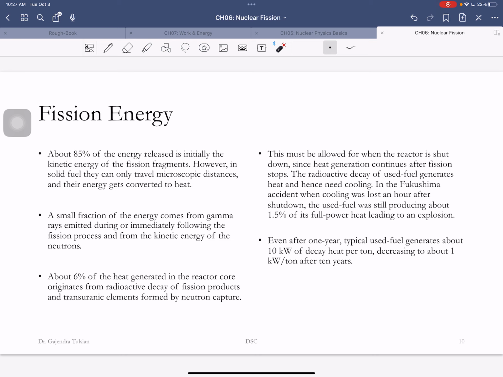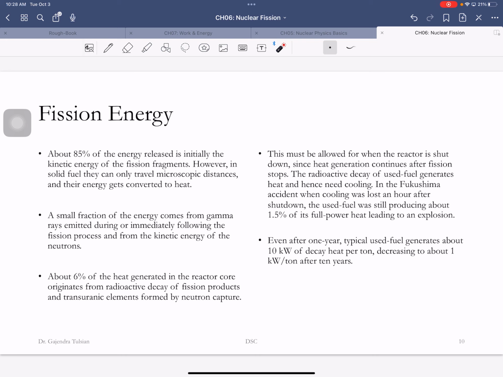So even if you shut down the nuclear reactor that has been operating, you're still generating heat. This must be allowed for when the reactor is shut down, since heat generation continues after fission stops. And if you don't cool it down, what happens? If you're using water as a coolant, that heat will eventually split water. Hydrogen is explosive, and that's bad news. Bad news in the sense that it'll explode parts that you don't want to explode.